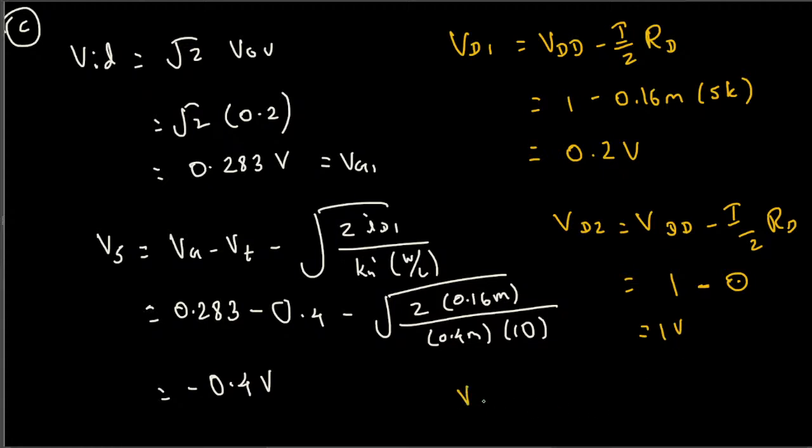And we had to find out VD2 minus VD1 as well. That is output differential voltage, that is VD2 minus VD1. And VD2 we just found out to be 1, and VD1 is 0.2, so the output differential voltage is going to be just 0.8 voltage.